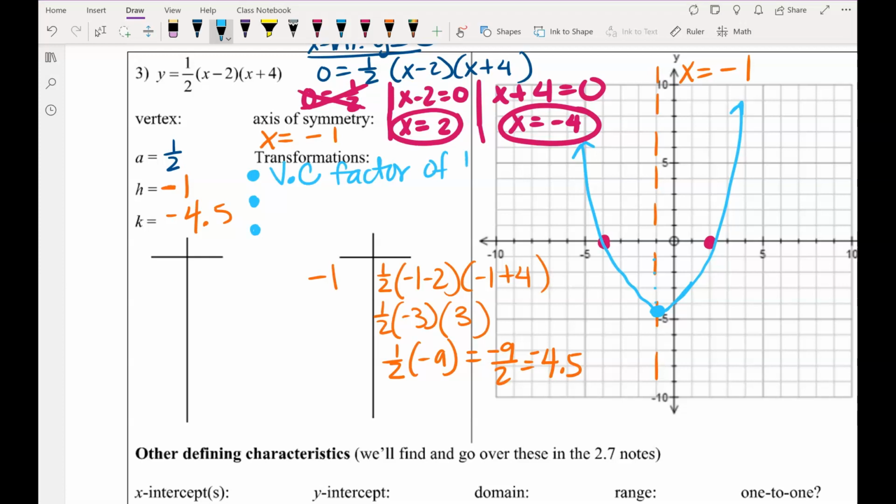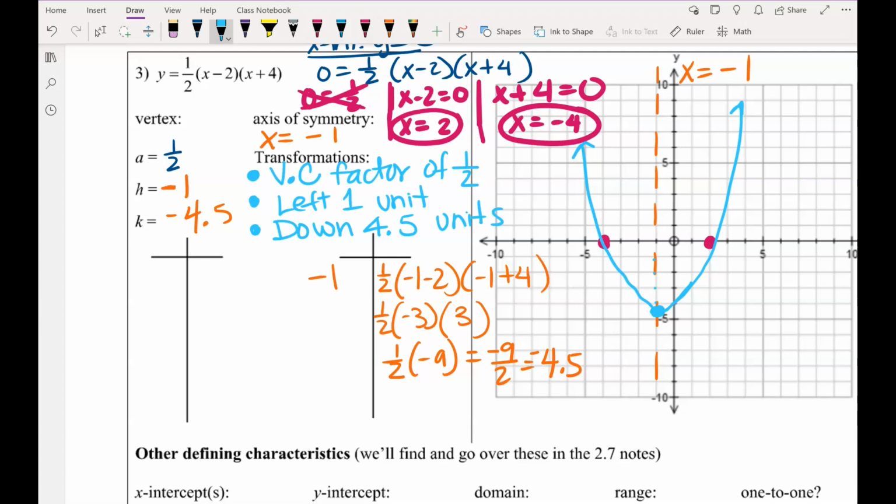1/2. Perfect. Are you guys okay with me writing V dot C? H, Tanner, be -1. What kind of transformation is that? Left, yep, left, 1 unit. And then, Devin, K be -4.5. What kind of transformation is that? Down 4.5, yep. Now that we've done the second example, is it as bad? Not really, right? Okay. All right, Dylan, example 4, last example of today.